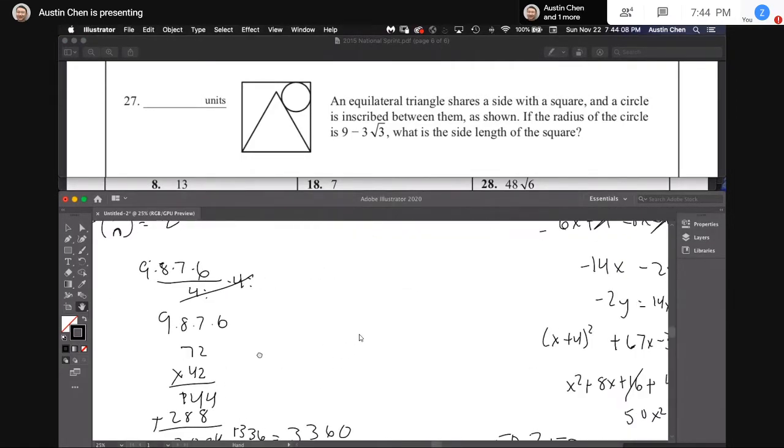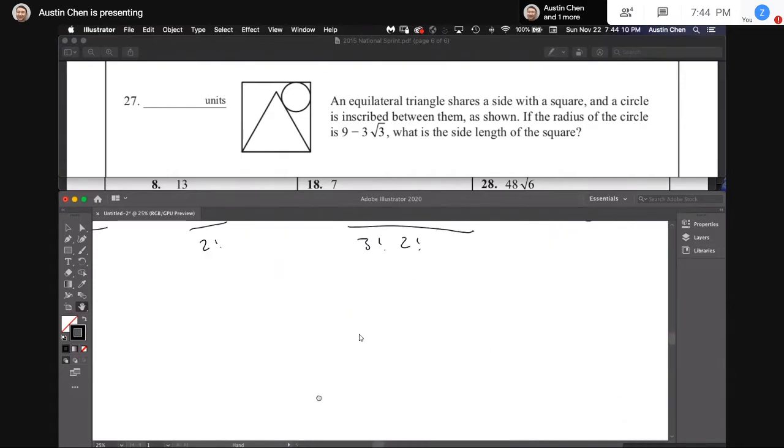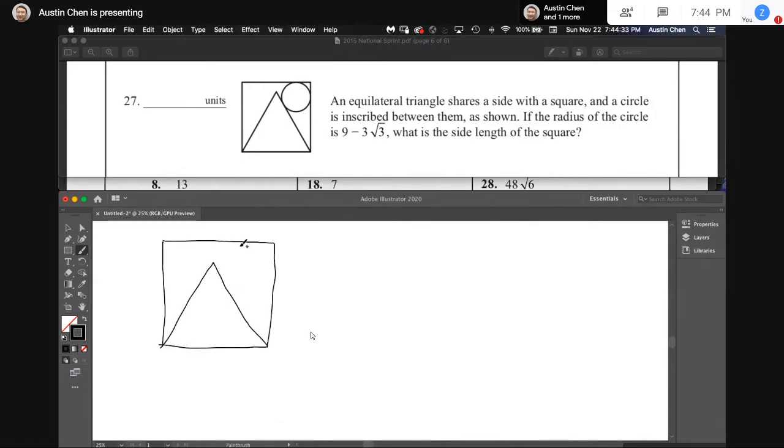Okay. I'll work somewhere else. An equilateral triangle shares a side with a square, and a circle is inscribed between them as shown. If the radius of the circle is 9 minus 3 root 3, what is the side length of the square? Okay, let me first try to draw the diagram here. Well, the circle's a little bit too big. All right, so the radius is 9 minus 3 root 3, and we want to find the side length of the square.